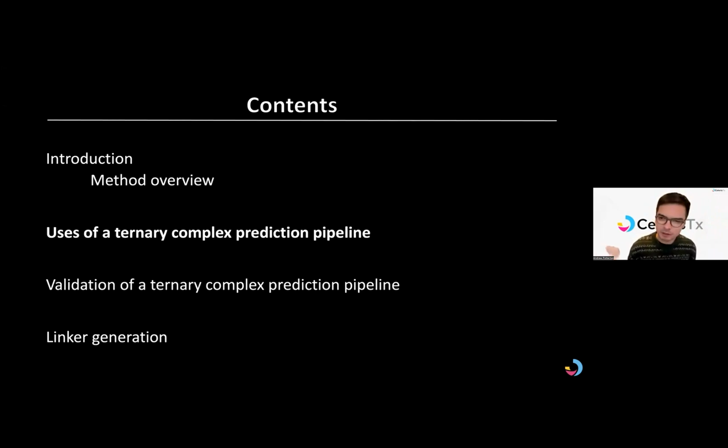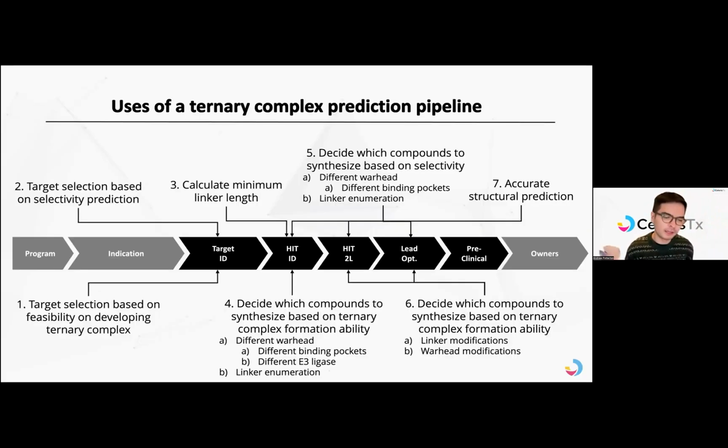So next, I'm just going to talk more generally about uses of a ternary complex prediction pipeline. So this is quite a full slide, but I hope it's interesting. So in the middle is like different stages of drug discovery. And I decided to think about different use cases of a ternary complex prediction pipeline where, in theory, you could use such a pipeline. And so I'm just going to go for each of them and explain the benefits, how you do so, and maybe some of the risks for each of the different sections.